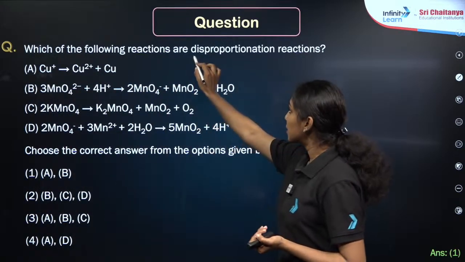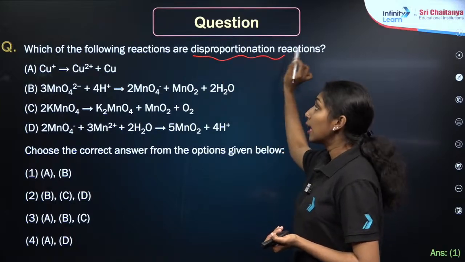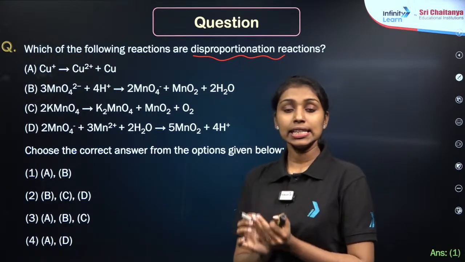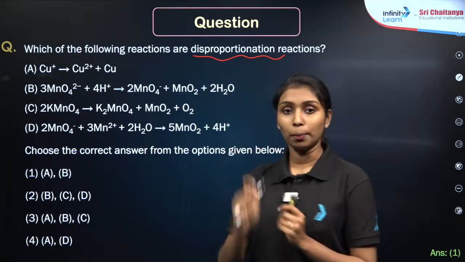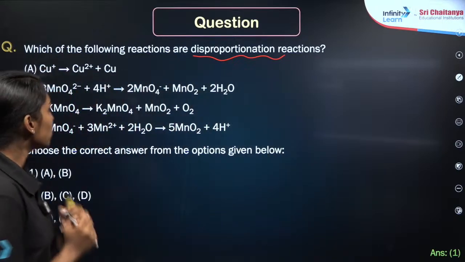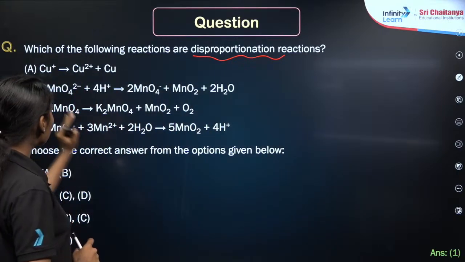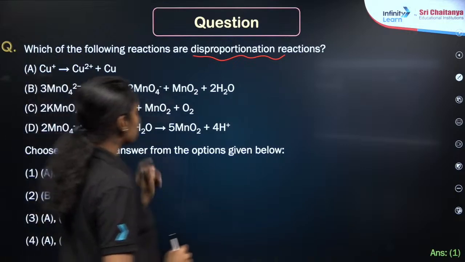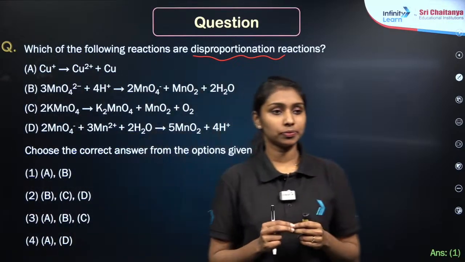We have already studied the types of redox reactions, right? In the case of a disproportionation reaction, the same element from the compound undergoes oxidation as well as reduction simultaneously. So you have to just calculate the oxidation numbers and find out which one is undergoing a disproportionation reaction. What will be the answer?